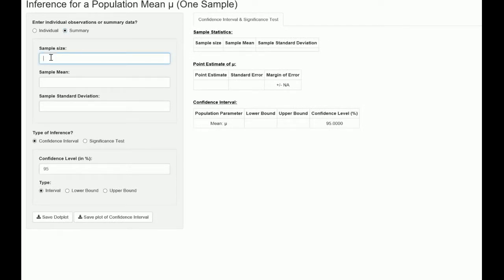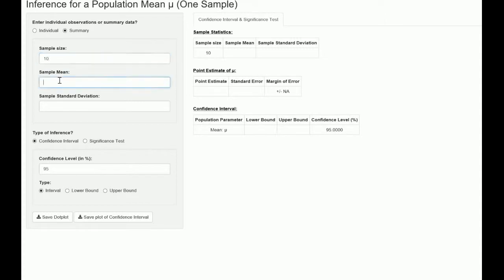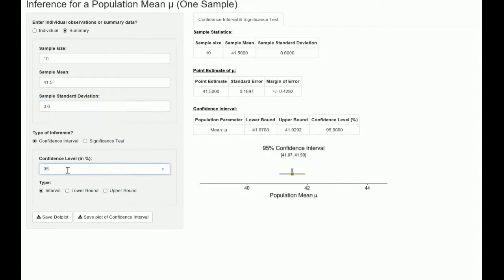So for the first example, we have a sample size of 10, a sample mean of 41.5 pounds, and a sample standard deviation of 0.6 pounds. Furthermore, even though the default confidence level is 95%, our problem was interested in a confidence level of 90%, so we're going to change that. Over here on the right-hand side, we see what's output. Now, if we had entered our raw data, seeing this table would be really nice because it would summarize the mean and standard deviation for us. However, since we input them directly, this table is just telling us what we already knew.